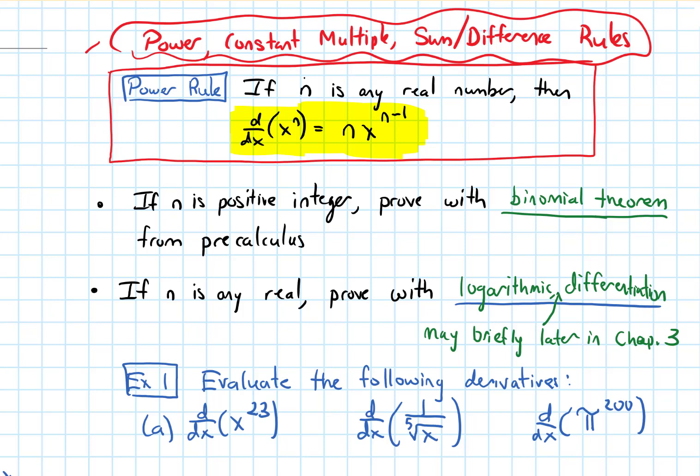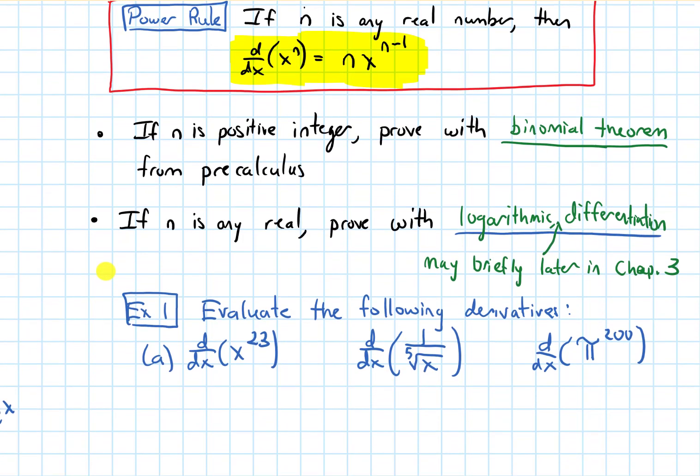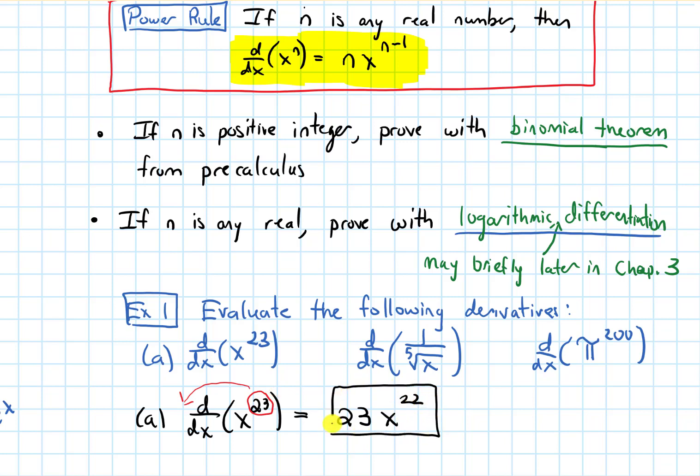All right, let's look at some examples. So let's practice using this power rule. Part A, I want to evaluate the following derivatives. Part A says, let's do the derivative of x to the 23rd. So d/dx of x to the 23rd. Well, the power rule says I have x to a power, and the power is some real number. It's a constant. I can bring that power down. So I'll get 23, and then I have x to the, and subtract 1 from the power. So I'll get 22. And that's it.